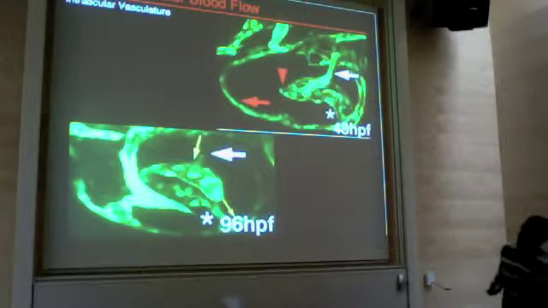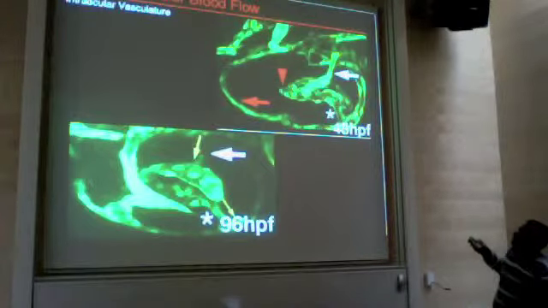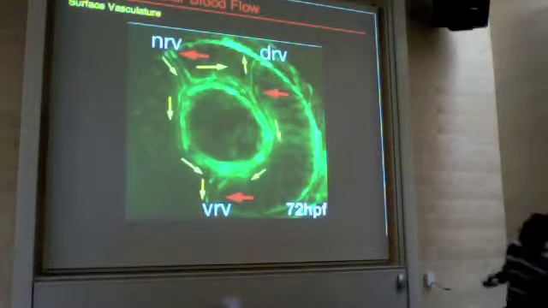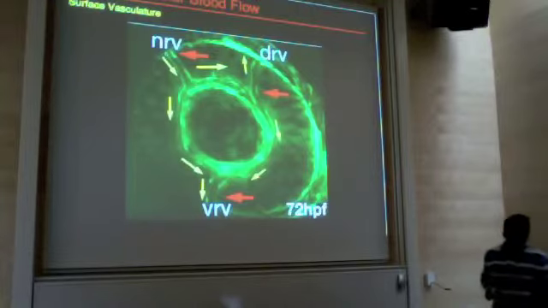Blood flow is also detected by 55 hours. However, by 48 hours, you can already see the network being established for blood flow. This is the retinal artery, the intraocular artery, which goes around the lens and then exits and connects to the ventral ring vessel. You can clearly see here how the blood flows. Blood comes in via the intraocular artery, goes around the lens and then exits from this vessel. On the surface, blood comes in from the nasal ring vessel and then goes around and exits via the dorsal and the ventral ring vessel.